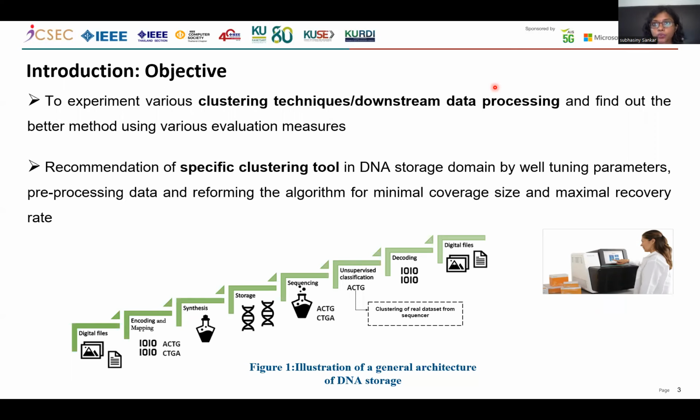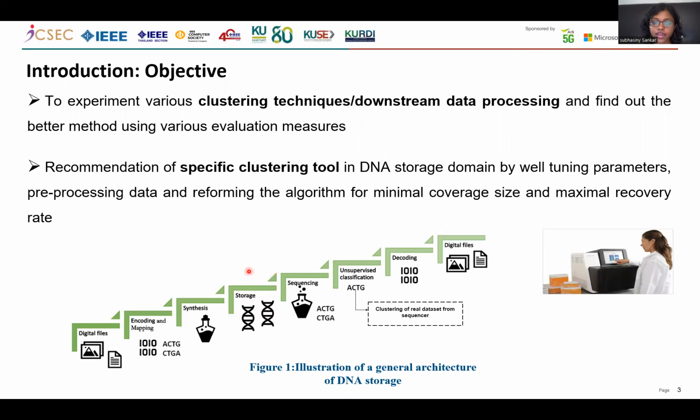First, similar to all the different storage devices, the digital files are encoded. Before storing as a DNA molecule, it is mapped to adenine, guanine, cytosine, and thymine. And then the process of storing happens by synthesizing the data into the DNA molecule and storing it, and then reading the data back through sequencing and then decoding the data. During this process of storing, biomolecular errors happen.